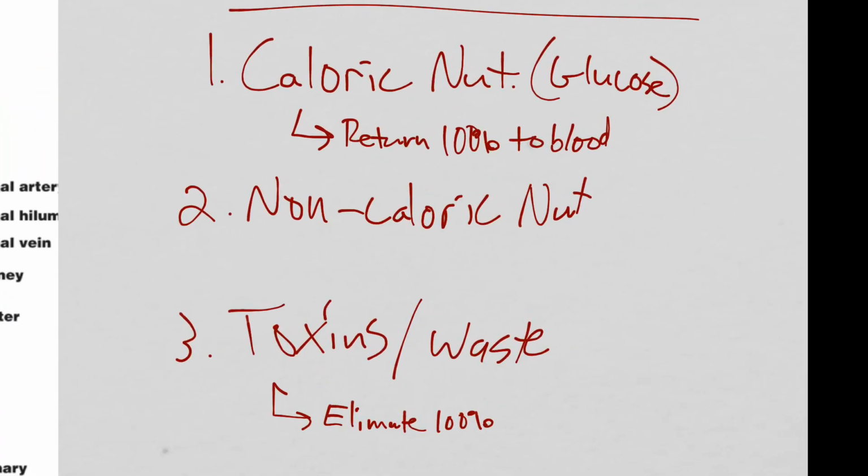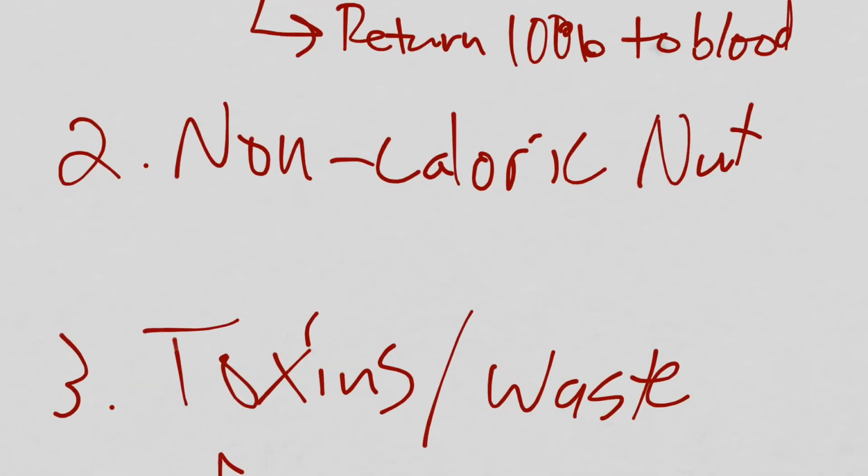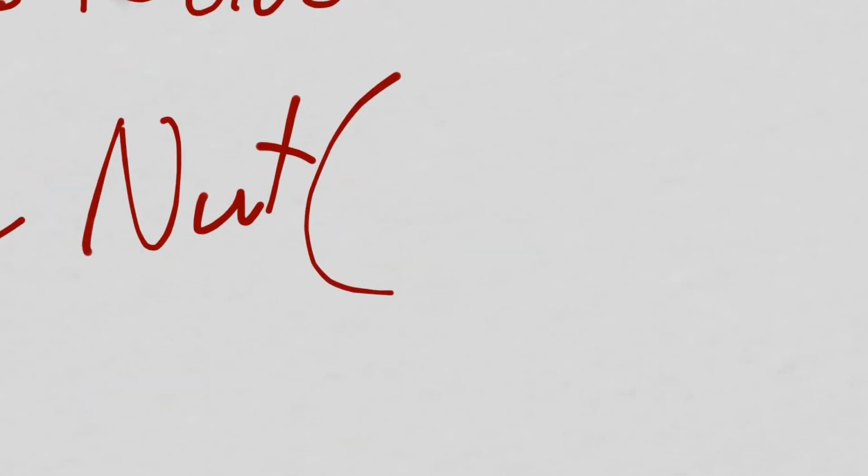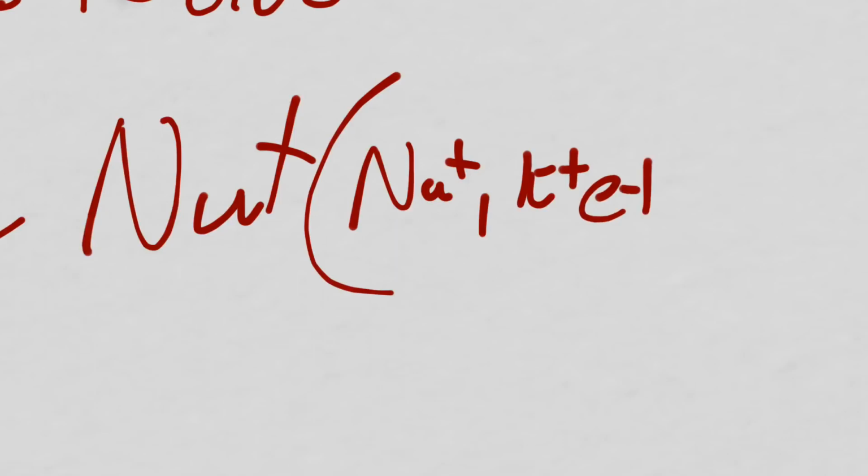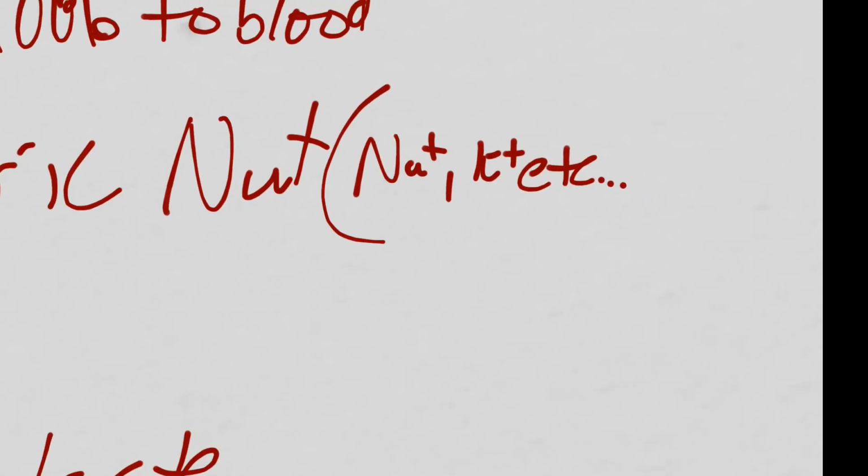All right, this middle category, non-caloric nutrients, these would be things like minerals like sodium and potassium and other minerals as well, chloride, magnesium, etc.